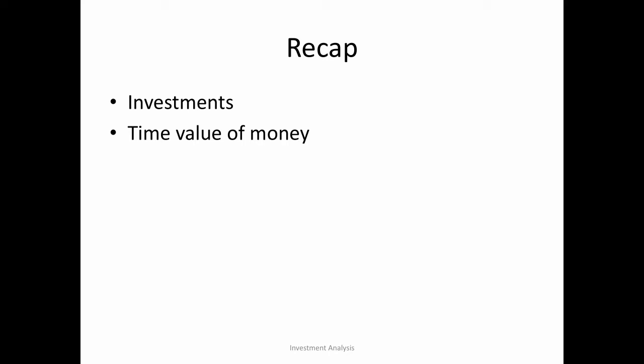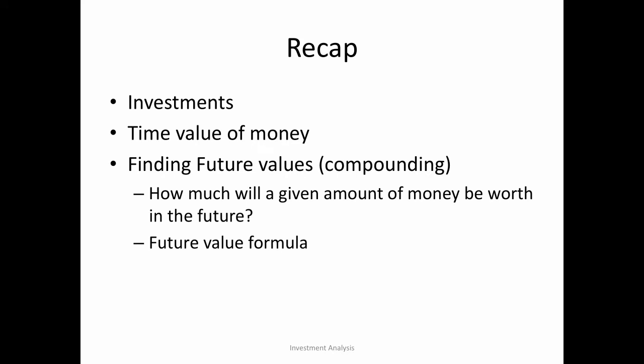Now, in the previous video that dealt with the conceptual ideas, we talked about finding future values, and this is known as compounding. The idea here is how much will a given amount of money be worth at some point in the future. There are a couple of different ways to do that, but the most useful or convenient way is to use the future value formula.